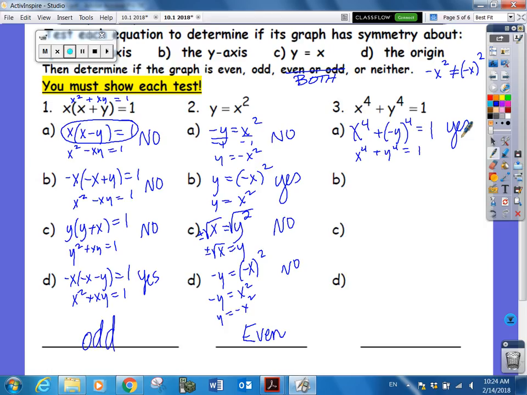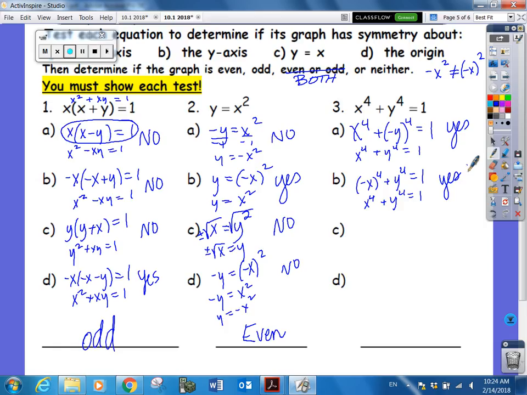Again, that does not tell me anything about even or odd. All it tells me is that it has symmetry about the x-axis. And then we do the y-axis. So that's negative x to the 4th plus y to the 4th equals 1. If you want to go one more step, you can. Again, I don't have to see that part. I just have to see that you did the test. This is the part I would need to see. And then that one is yes also. So we know it's even, at least so far, but it might be both.